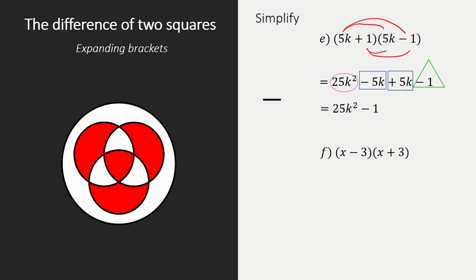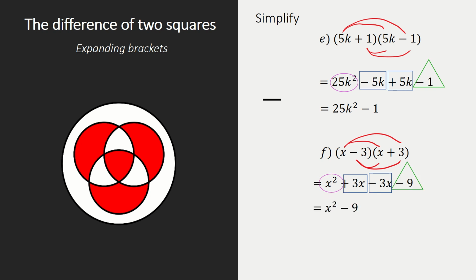The last example is (x - 3)(x + 3). We use the banana method again. So x times x, x times 3, minus 3 times x, and minus 3 times 3. Your answer is x squared plus 3x minus 3x minus 9. Highlight the like terms. And again, you see that 3x minus 3x is 0. So they cross each other out. And therefore, your answer is x squared minus 9.